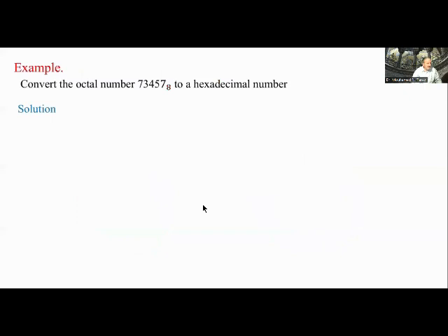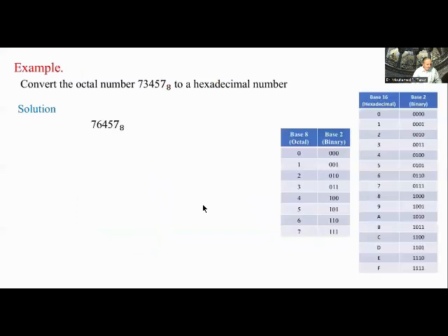Here's a number in base 8, and I need to turn it into a hexadecimal number. So I need the two tables. Base 8 to base 2: 7 is 111, 5 is 101, 4 is 100, 6 is 110, 7 is 111. So I turn this octal number into this binary number and start dividing it from right to left in groups of 4.